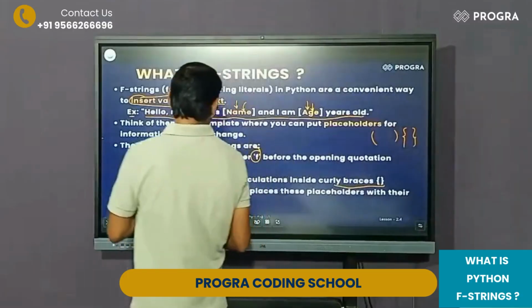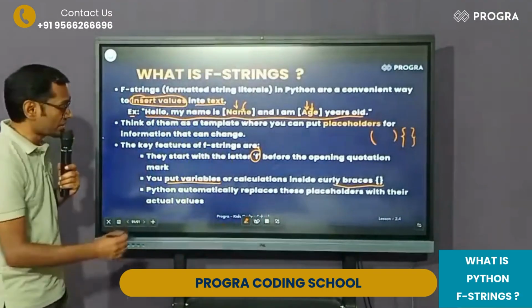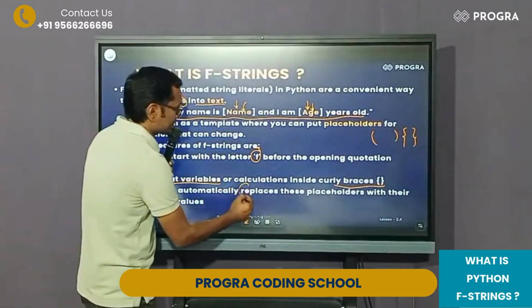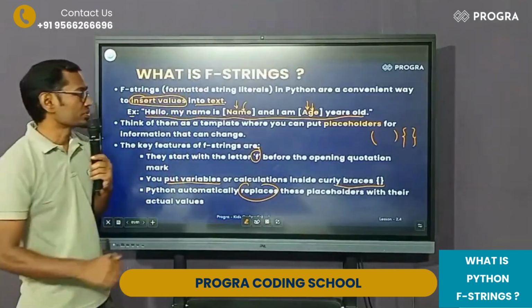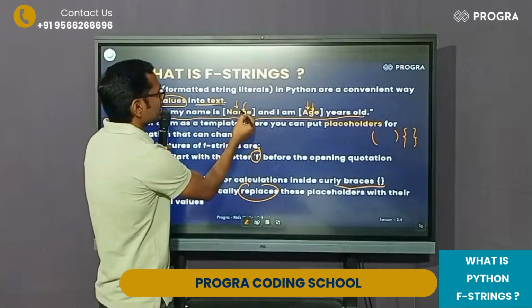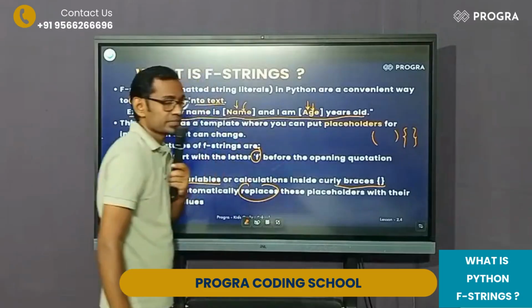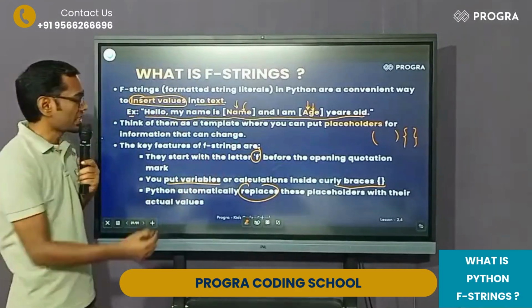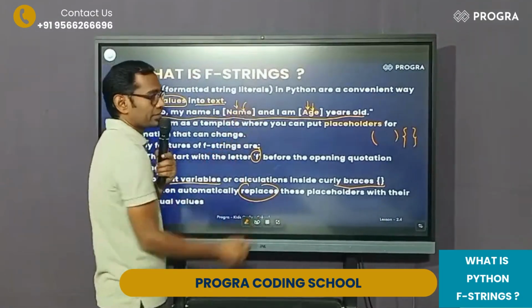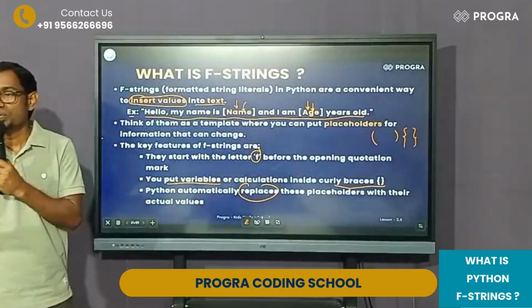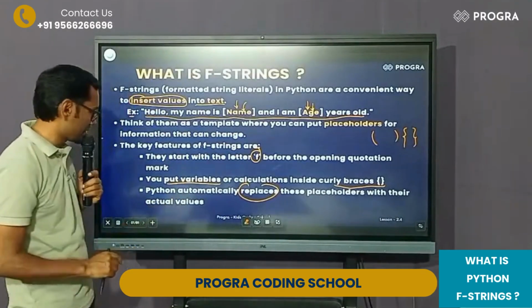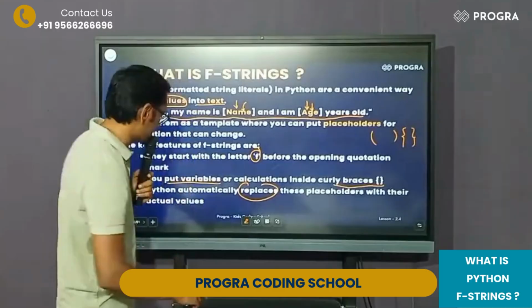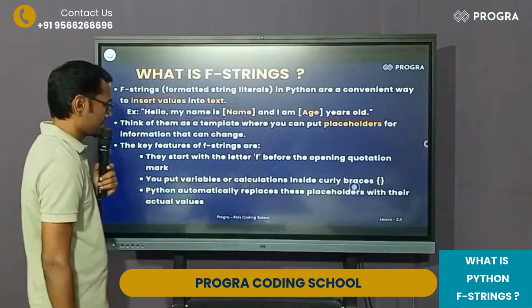What Python will do is automatically replace these placeholders with their actual values. For example, the name and age are stored in two variables that will be replaced by Python with the actual values stored in the variables. All of you will understand with an example.